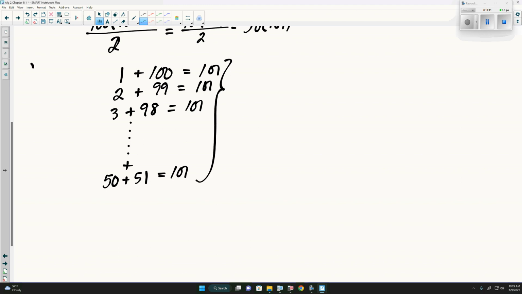How many of these would I have? Well, I folded it in half, yes? So if we had 100 numbers, I folded it in half. How many do we have? So I can take 101 times 50 and get the sum. And that's essentially where the formula came from. Because we have the number total times 1 more than it divided by 2.